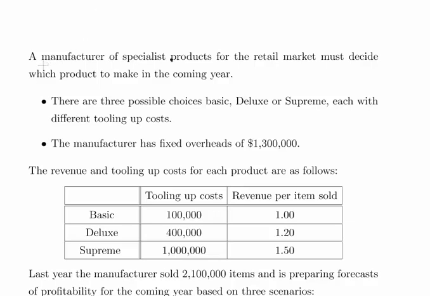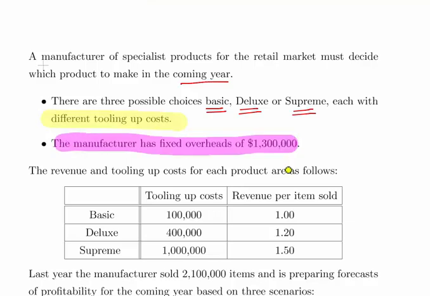A manufacturer of specialist products for the retail market must decide which product to make in the coming year, next year. There are three possible choices: the basic choice, the deluxe choice, and the supreme choice. Each have different tooling up costs. In addition to that, the manufacturer has fixed overheads of 1.3 million.